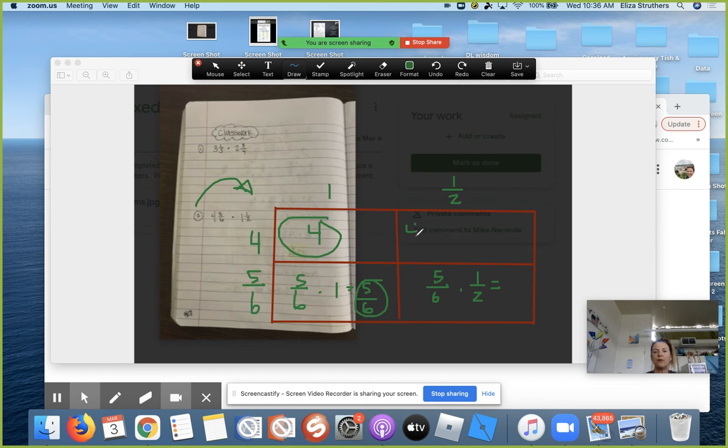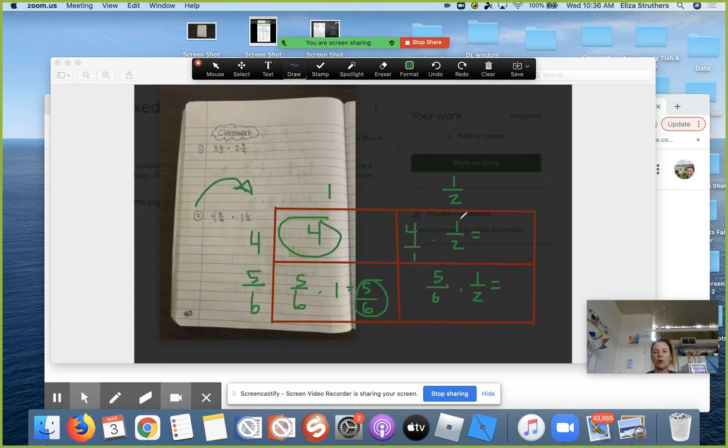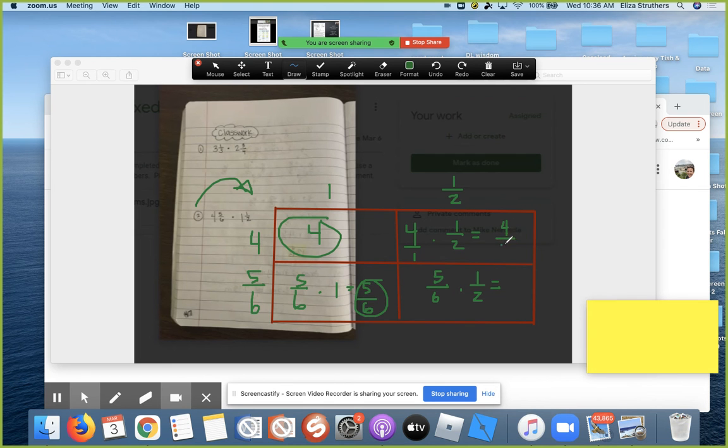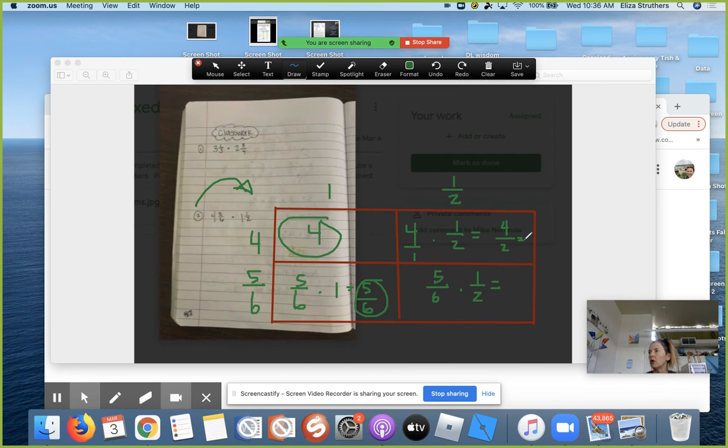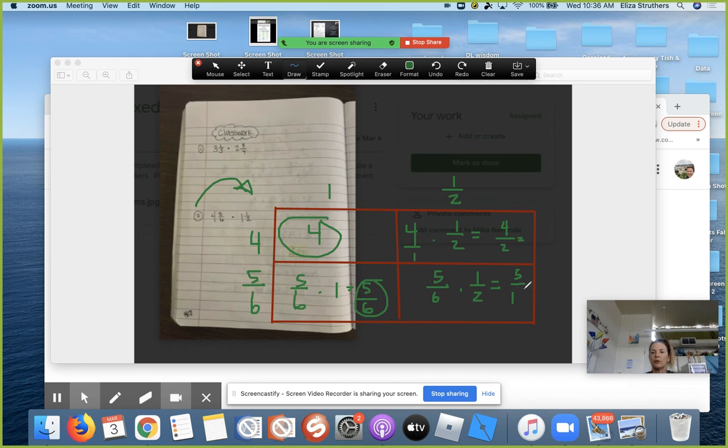And then 4, which is basically 4/1, times 1/2. All right? And that equals, remember, we're multiplying across the top and across the bottom. So that's 4/2. What's 4/2? What whole number is 4/2? Guys, what whole number is 4/2?